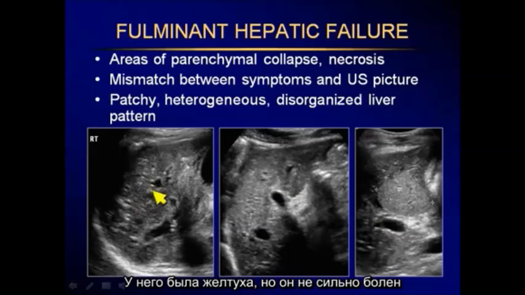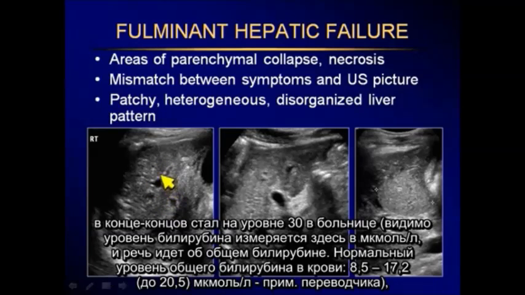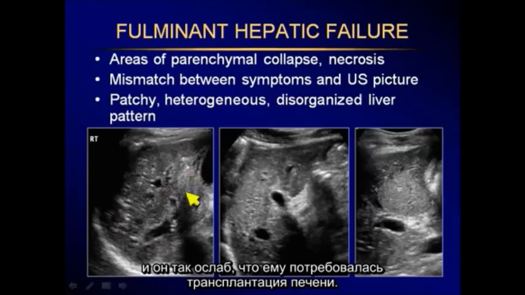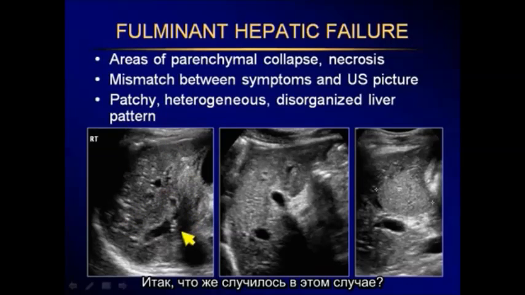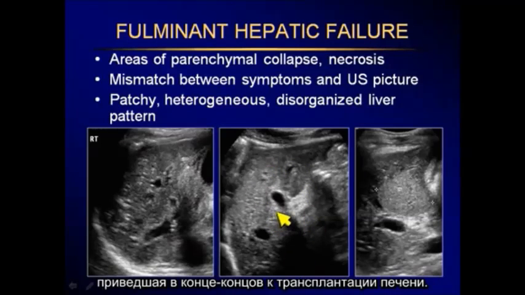He did have jaundice, and he was not that sick. However, his bilirubin was close to 30. He eventually got up to 30 in the hospital. And he became so sick that he ended up with a liver transplant. So what happened in this case? It turned out that he was using certain herbs for bodybuilding, and apparently developed some kind of toxic effect from these herbs, and developed liver failure and ended up with a liver transplant.